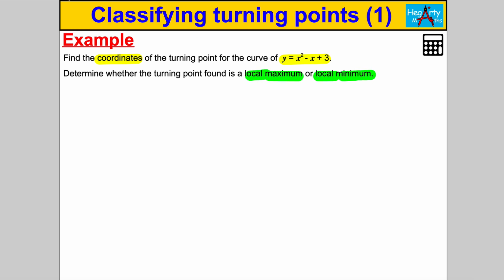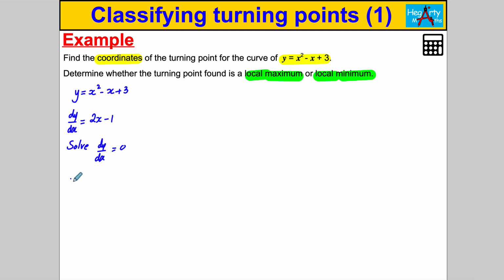minimum. So the first step of this particular question is like we've done before, finding the coordinate of the turning point. So our function is y equals x squared, subtract x, add 3. Our gradient function, therefore, dy by dx, will be 2x subtract 1, just differentiating there. And to find a turning point, we solve dy by dx is equal to 0.